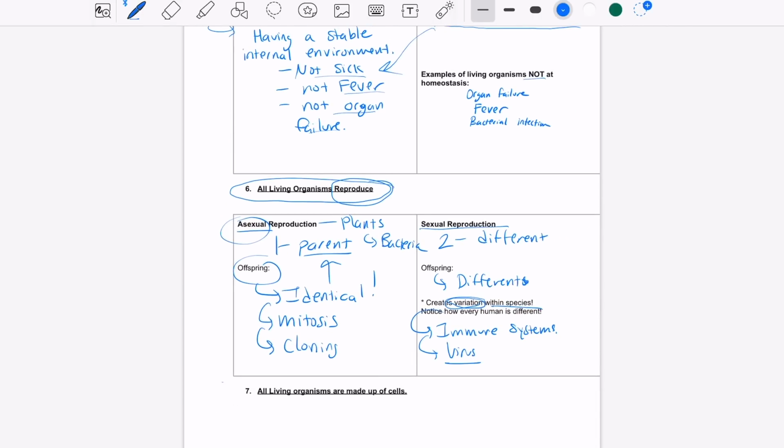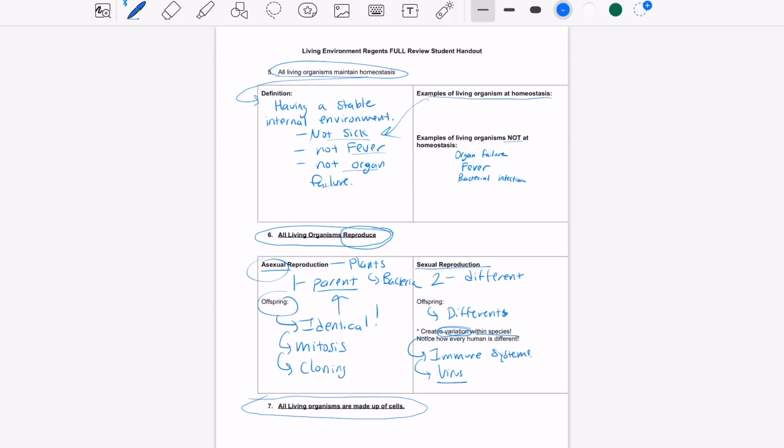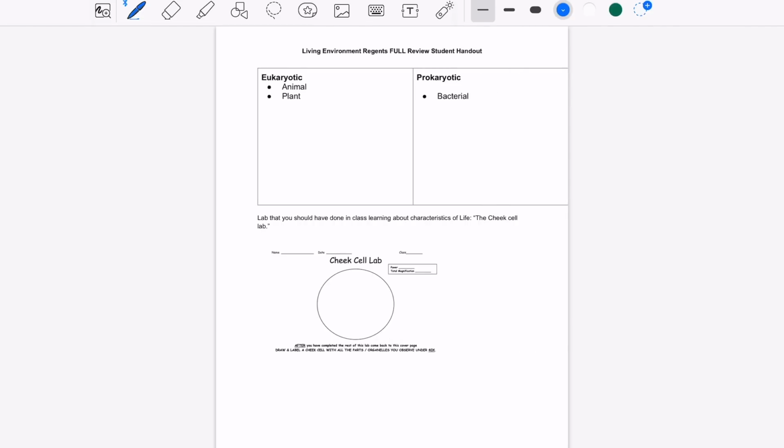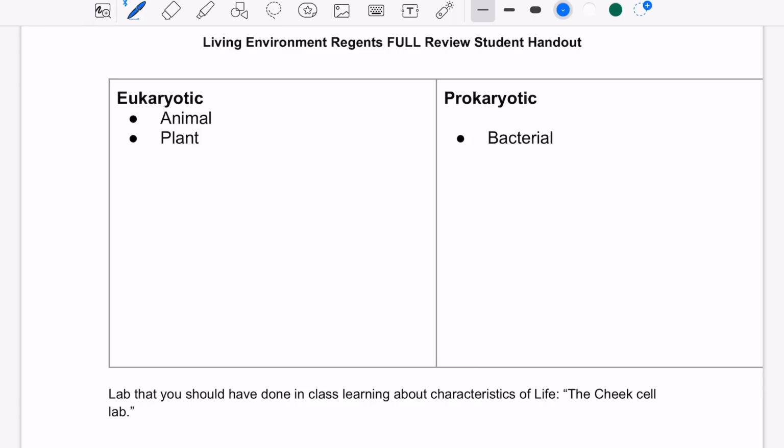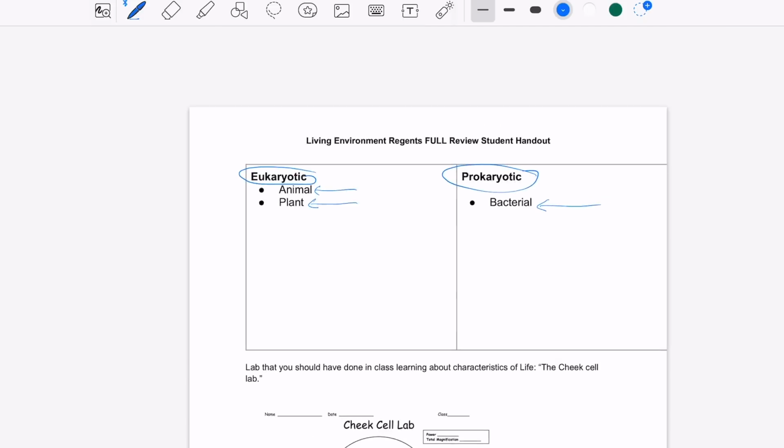Number 7, all living organisms are made up of cells. That is the most important thing about living organisms. There are two types of cells. There's eukaryotic cells and there's prokaryotic cells. Eukaryotic cells are animal and plant cells. Prokaryotic cells are bacterial cells.